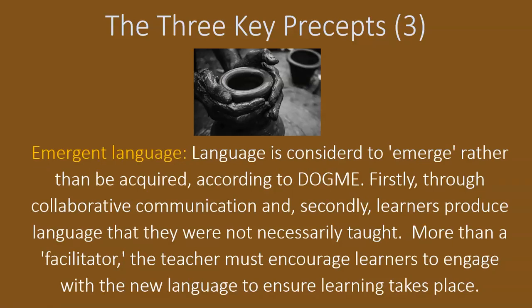Okay, and precept number 3, emergent language. Again, this has been covered earlier on somewhat. Language is considered to emerge rather than be acquired. Firstly, through collaborative communication, and secondly, learners produce language that they were not necessarily taught. More than a facilitator, the teacher must encourage learners to engage with the new language to ensure learning takes place. In the longer video, we'll go into a bit more depth with this one too.